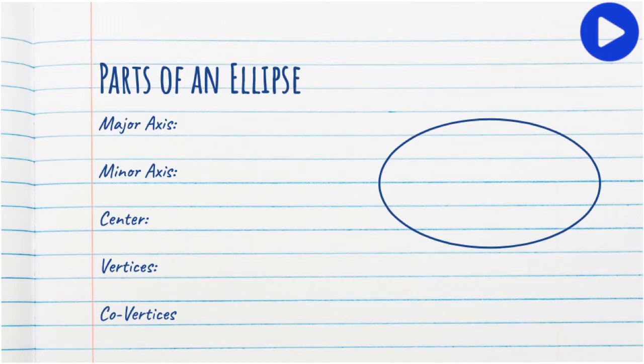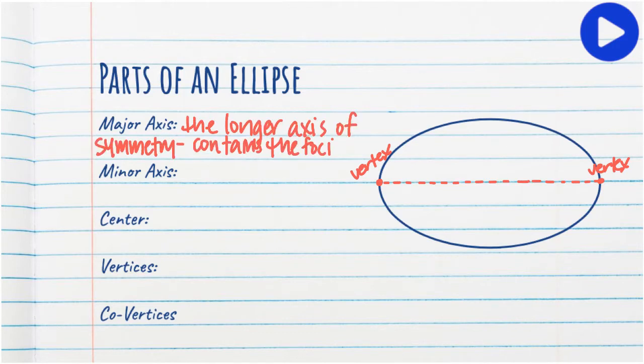Now we're going to look at the parts of an ellipse. So we'll start with talking about the major axis. The major axis starts at one vertex and goes to the other. And the major axis is the distance between the furthest vertices in an ellipse. The major axis also contains the foci.